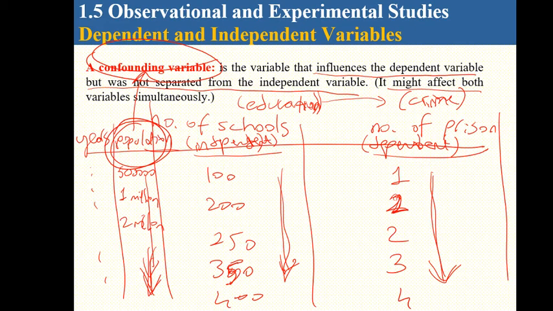So before making a conclusion, it's better to check if there's a confounding variable, and we have to figure this out. This will be our least concern in our class, by the way, but it's better you know what a confounding variable is.